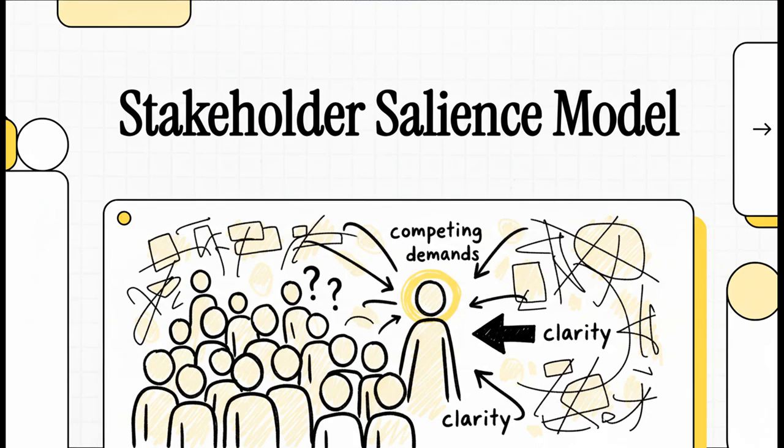Hey there and welcome. Today we're going to break down a really powerful tool for any leader who's ever felt pulled in a million different directions. You know the feeling. In a room just buzzing with competing demands, who do you actually listen to first? Well, it's called the Stakeholder Salience Model, and it's all about finding some clarity in all that chaos.